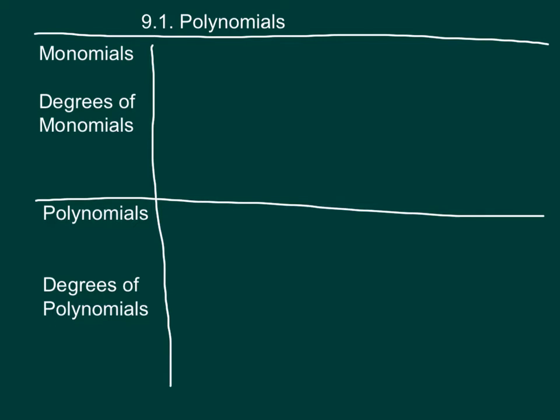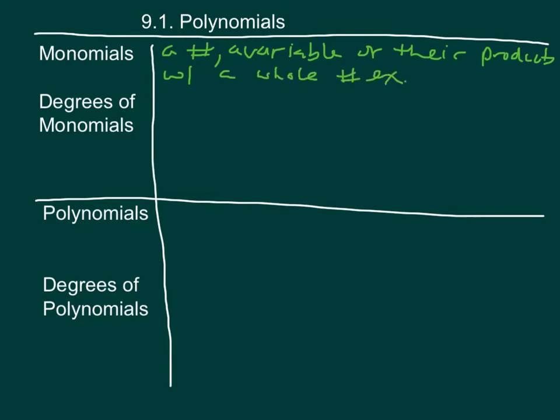So a monomial is a number, a variable, or the product of the two, with a whole number exponent. That is an exponent that is either 0 or positive, so no negative exponents. One thing you want to remember here is that monomials have no negative exponents. Okay, again, make sure you're writing lots of fifth color on this.